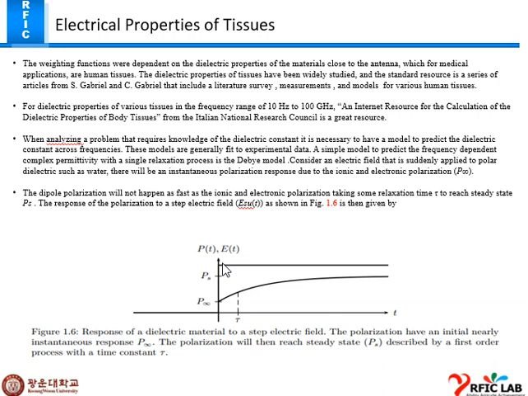As you can see in this figure, the response of a dielectric material to a step electric field. The polarization has an initial, nearly instant response, P infinity. From P infinity, the polarization will then reach steady state, described as a first order process with a time constant.